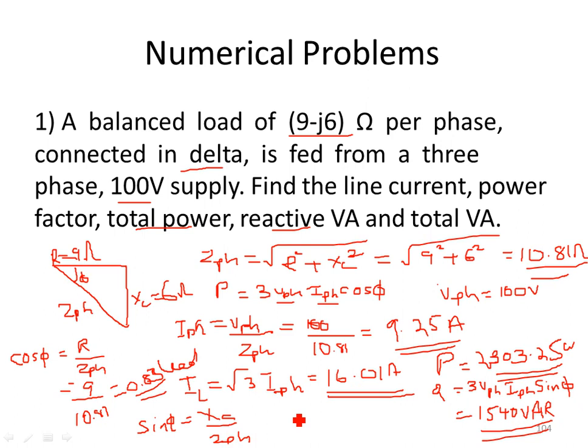Now, what is the total volt ampere or apparent power? Total VA is known as apparent power. So what is S? S is equal to 3 times V phase, I phase. That is the total apparent power. So it is 3 into V phase, which is 100, into I phase, which is 9.25. That is 2775.